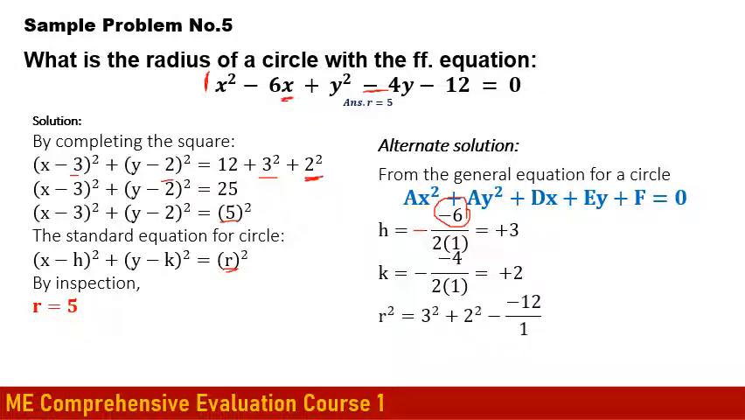So from the value of h and k, then we will use the formula h squared plus k squared minus the f over the value of our a or c. So from that we can get also the radius is equals to 5. So whatever is more comfortable with you, you can use that equation to get the center, h and k, as well as the radius from the general or the standard equation of a circle.